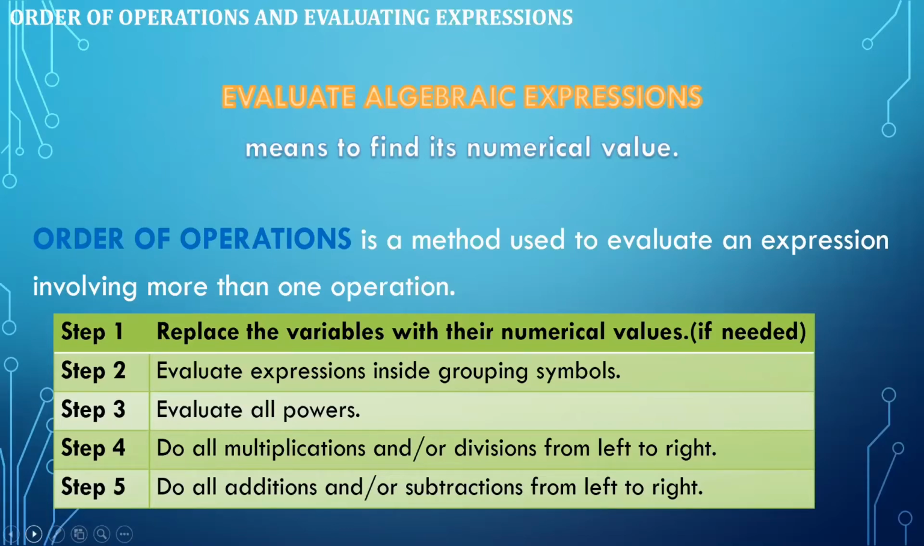But then what you're going to do is you're going to go inside grouping symbols, which are parentheses. Then you're going to evaluate all powers, so those are your exponents. Then you do multiplication and or division. This is important. It's not multiplication before division. It's whatever comes first from left to right once you've cleared the exponents and the parentheses. Then you do addition or subtraction from left to right, whichever comes first, and it does make a difference.